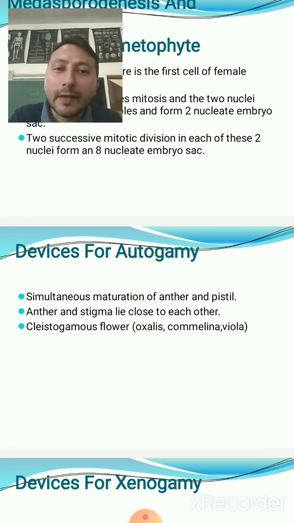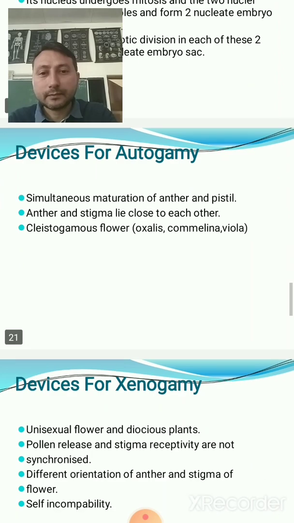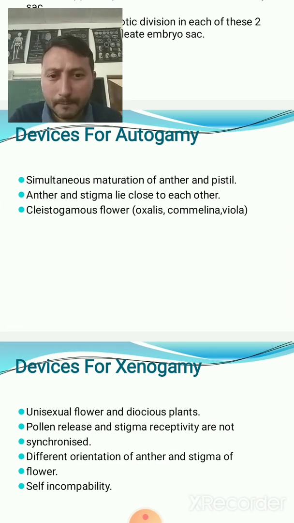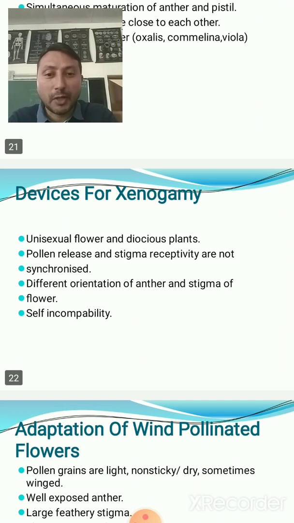Simultaneous maturation of anther and pistil: the anther and stigma lie close to each other. Cleistogamous flowers, like Oxalis, Viola and Commelina, are responsible for autogamy, which means self-pollination. Xenogamy: unisexual flowers, dioecious plants, and pollen release and stigma receptivity not synchronized. This means pollen grain and stigma maturation is different. Pollen is either released earlier and the stigma matures later on. So it will promote cross-pollination, and that is very important.